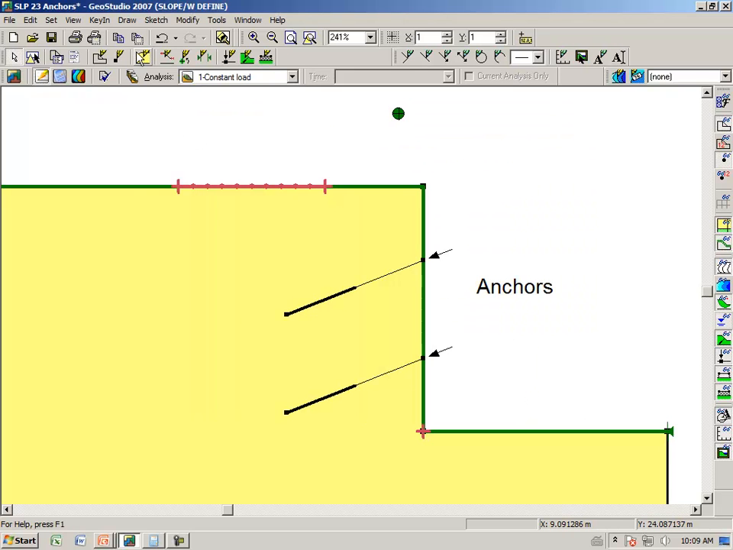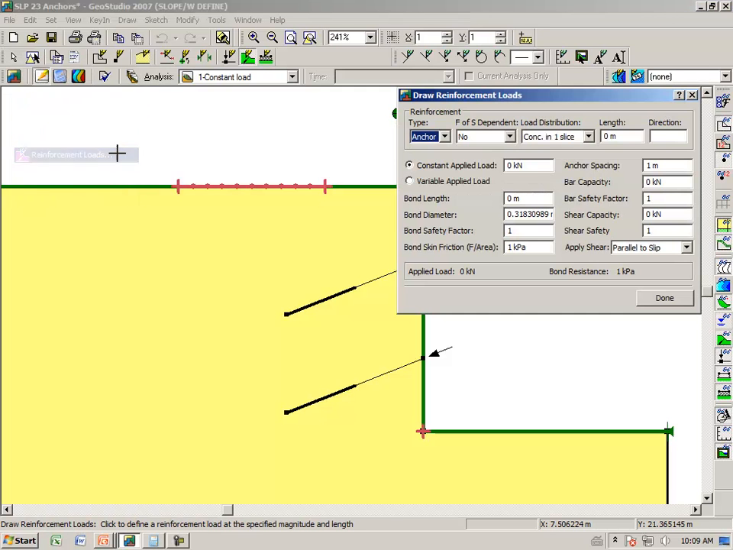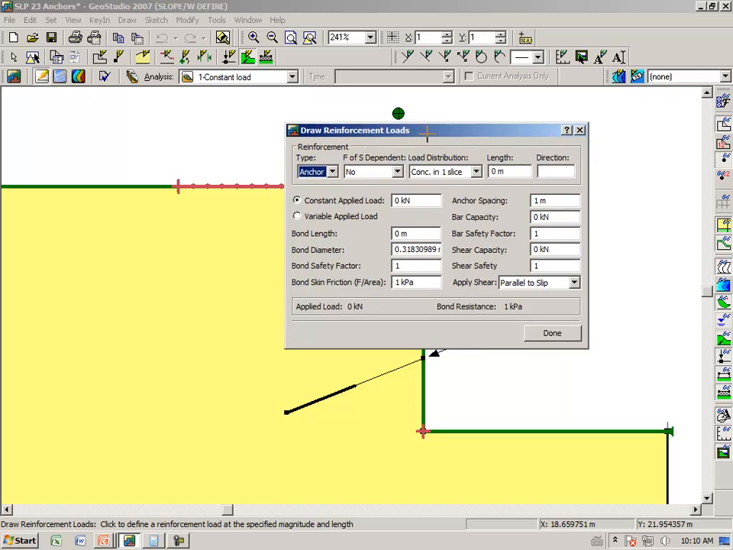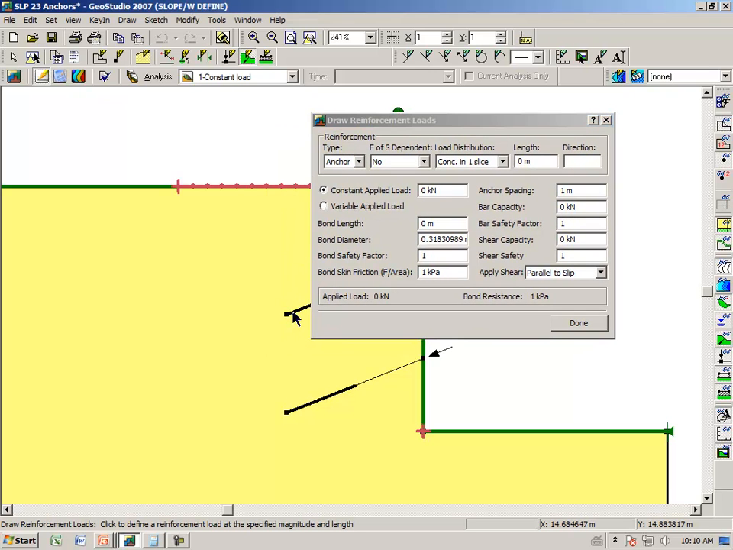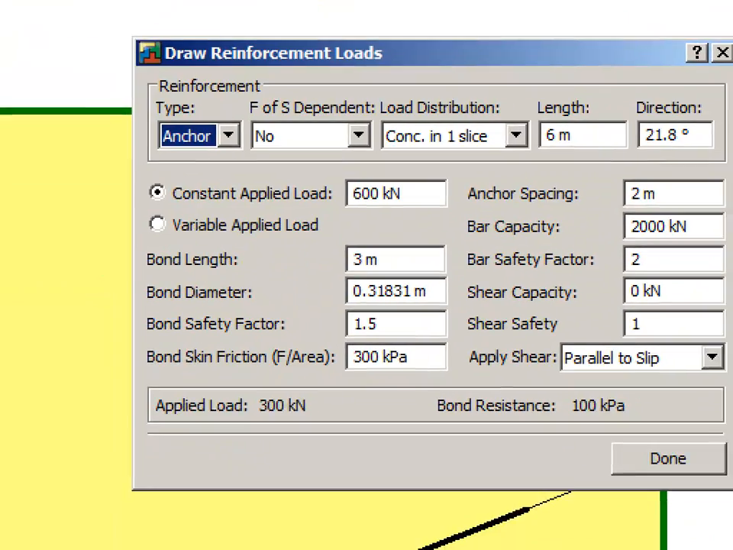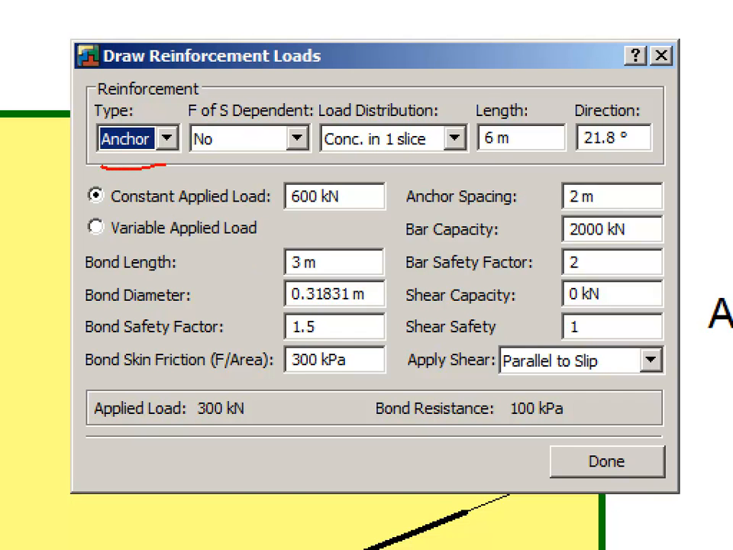Let's go back to draw reinforcement loads. And we need to draw your attention to several things. First of all, I need to select an anchor. I will select the top anchor. Notice that I have selected anchor as the type here, and it's factor of safety dependent: no. The load is concentrated in one slice. We said that the length was 6 meters and the direction is 21.8 degrees.